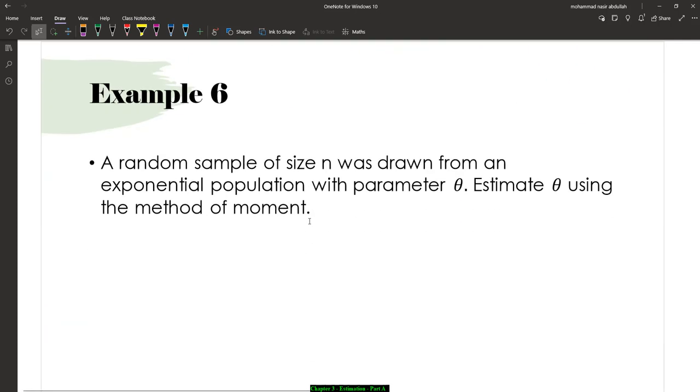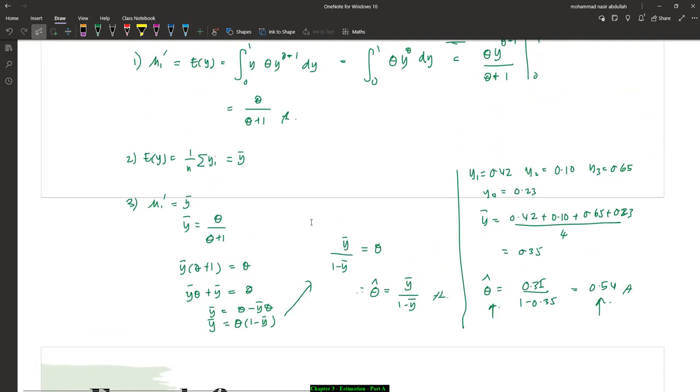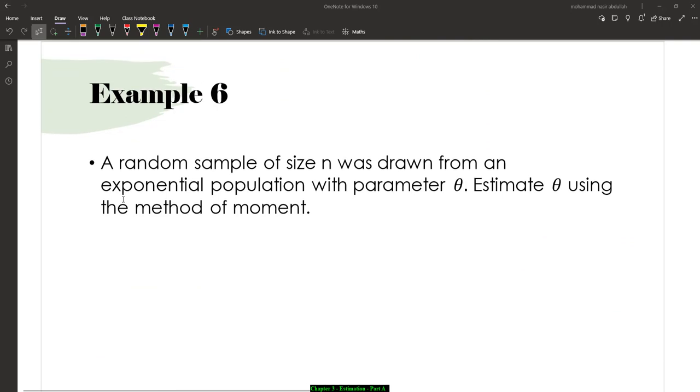Alright, so let's move to example number 6. We'll look at just 3 more examples, not many. So example number 6: a random sample of size n drawn from an exponential population with a parameter theta. Estimate theta using method of moment.